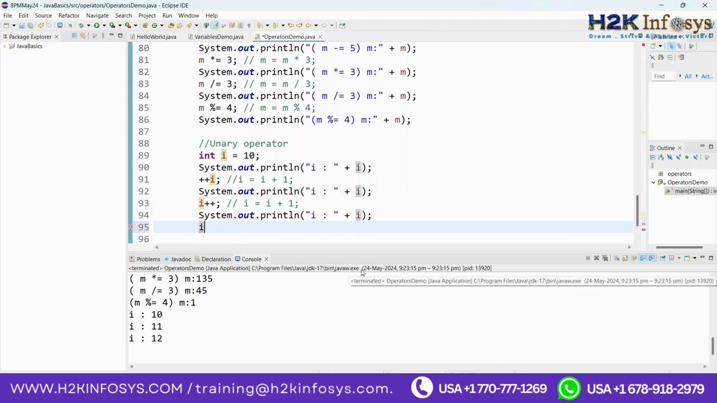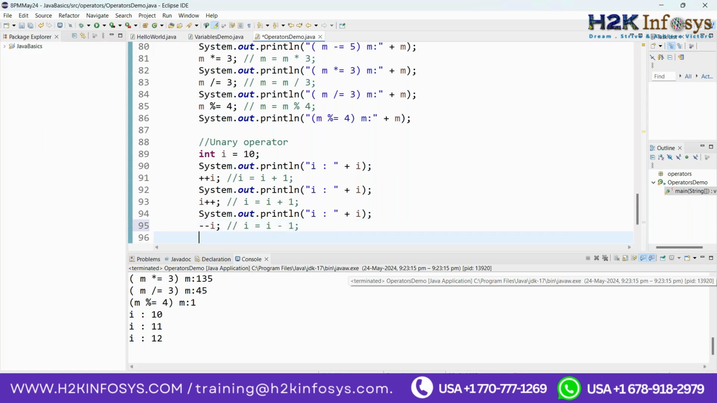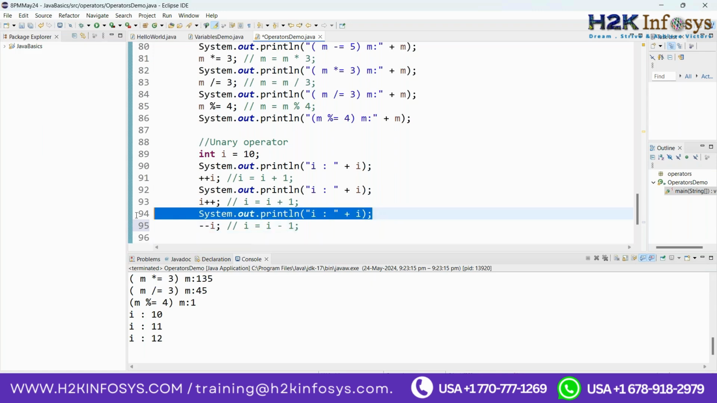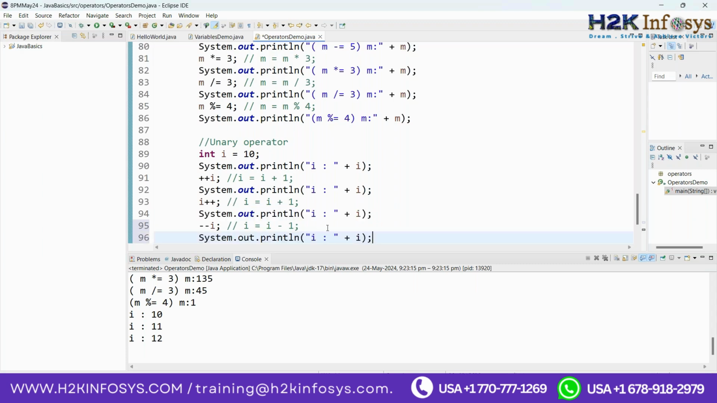Similarly, minus minus I, which is equivalent to I equal to I minus 1. Now tell me what is the latest I value. Here the I value is 12, 12 minus 1, so 11.